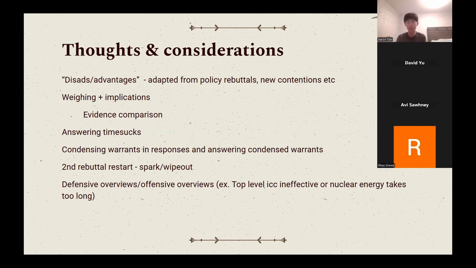And also you want to make sure that you have the right judge for it, because it's a technical thing to do. It's also not very nice. All right. The next and final thing on this slide is defensive and offensive overviews.